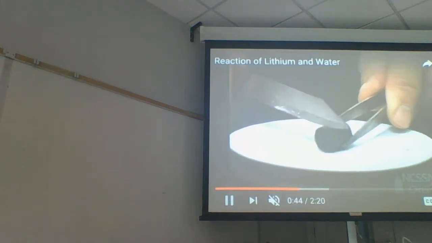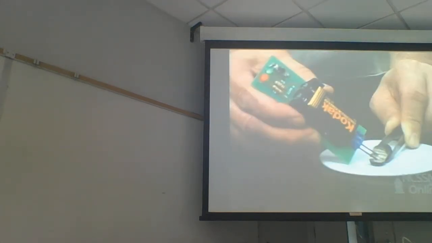You can see there's a lot less corrosion on the lithium than there was on the potassium. There's a lot more corrosion on the potassium. There's some fresh lithium. Fresh potassium looks the same. It has a really shiny silver luster to it. This is just a conductivity test, so it conducts electricity quite well, as do metals.